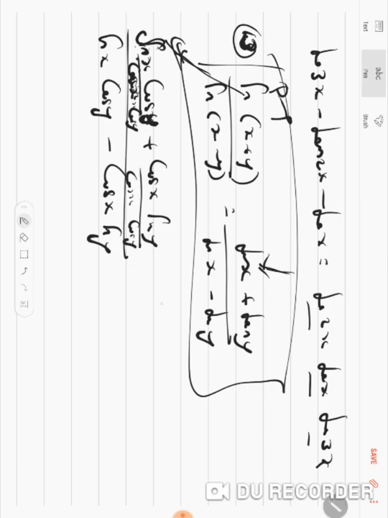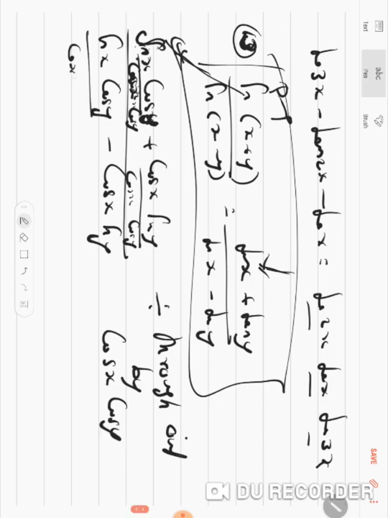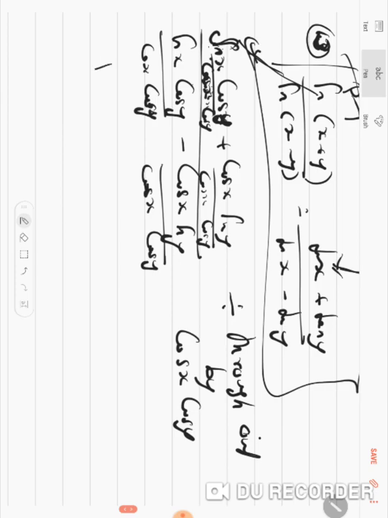Yes, so therefore dividing throughout by cos x cos y. Looking at the right hand side, you can decide what you want to do. Dividing by cos x cos y, it will become tan x plus tan y by tan x minus tan y. Automatically you will get the right hand side.